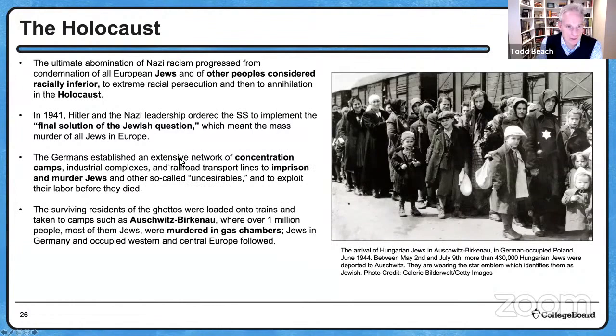The Germans established an extensive network of concentration camps, industrial complexes, and railroad transport lines to imprison and murder Jews and other so-called undesirables, and to exploit their labor before they died. And the surviving residents of the ghettos were loaded into trains and taken to camps such as Auschwitz, where over 1 million people, most of them Jews, were murdered in gas chambers. Jews in Germany and occupied Western and Central Europe will follow into that same fate, unfortunately.